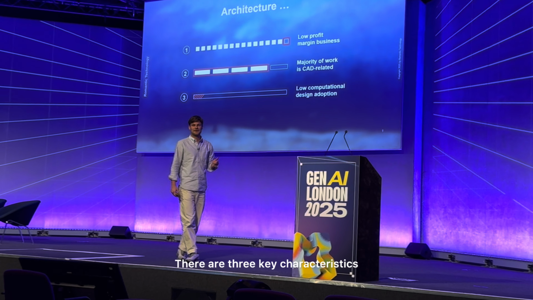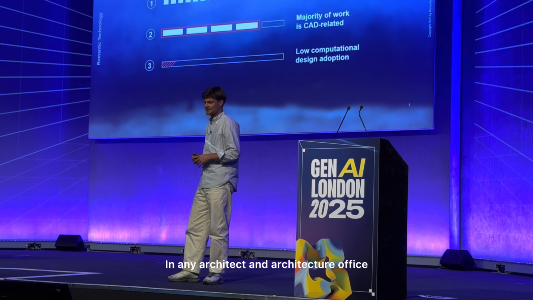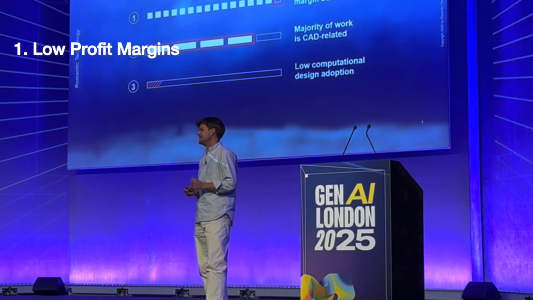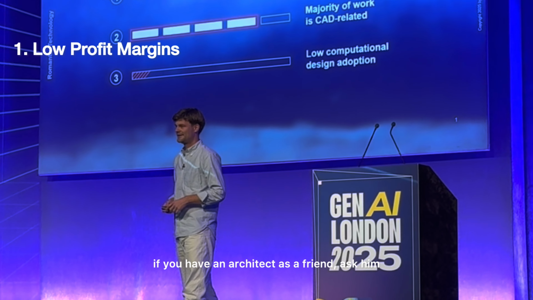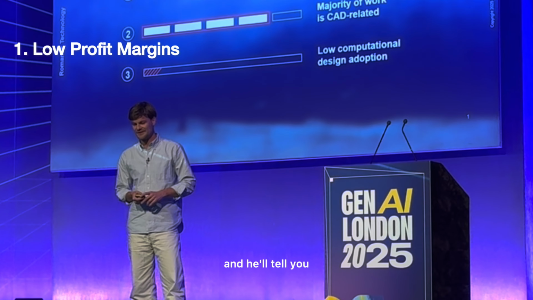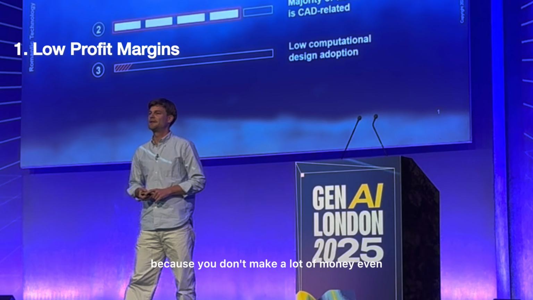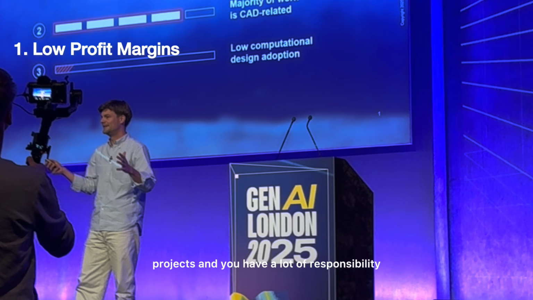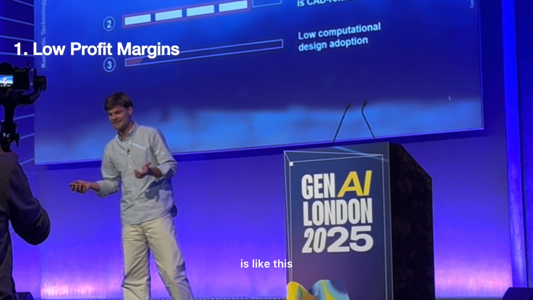There are three key characteristics of any architecture office. The first one is it's a super low profit margin business. It's sad, and if you don't believe me, if you have an architect as a friend, ask him, and he's quite frustrated because you don't make a lot of money, even though you have huge projects and a lot of responsibility. It just is what it is.